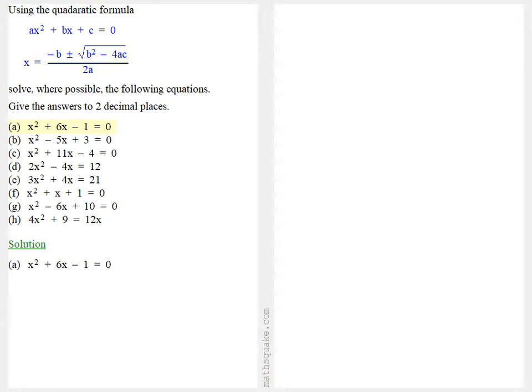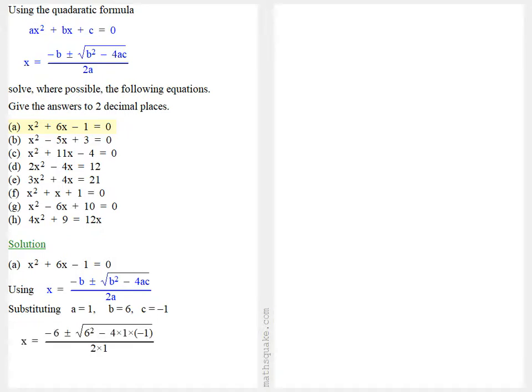In question A, we have x squared plus 6x minus 1 equals 0. So in the formula, we're going to substitute a is equal to 1, b is equal to 6, and c is equal to minus 1. This gives us x equals minus 6 plus or minus the square root of 6 squared minus 4 times 1 times minus 1, all over 2 times 1, which simplifies to minus 6 plus or minus the square root of 36 plus 4 over 2, which is minus 6 plus or minus the square root of 40 over 2.